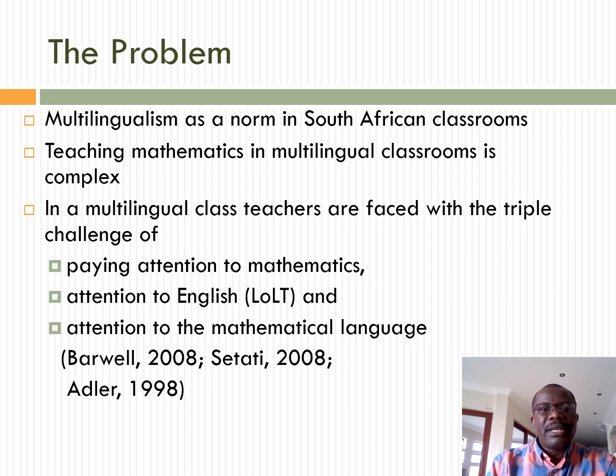Okay, so the problem. As we all know, South Africa is a very multilingual country, like many other countries in the world now. I read a paper some time ago that says, show me a classroom that is not multilingual. So multilingualism is becoming a norm, not just in South Africa, but elsewhere in the world. And the teaching and learning of mathematics in such a context has been deemed to be complex.